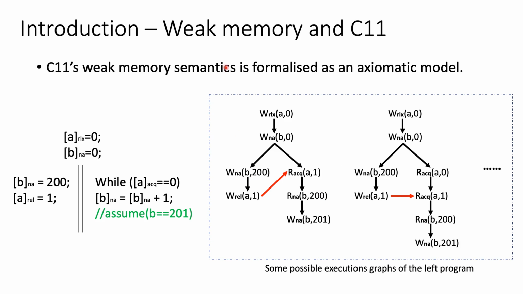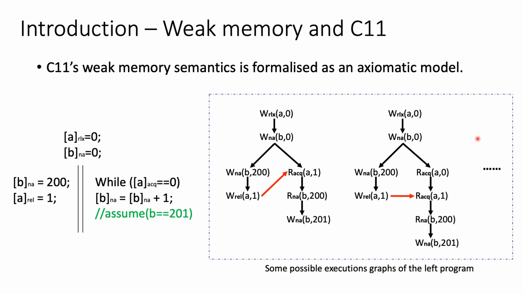C11's weak memory semantics is formalized as an axiomatic model. This model does not directly describe memory states and transitions between them. Instead, possible program executions are represented as graphs, where each node represents a read, write, or allocation action on a location, and the graph's edges represent various relations between those actions. Moreover, because of the inherent non-determinism of weak memory concurrency, there may be many possible executions of one program.